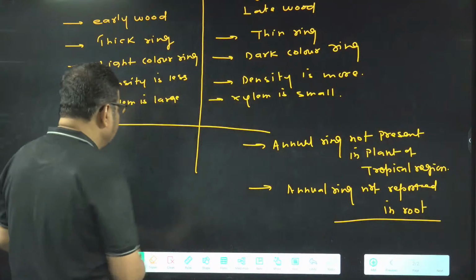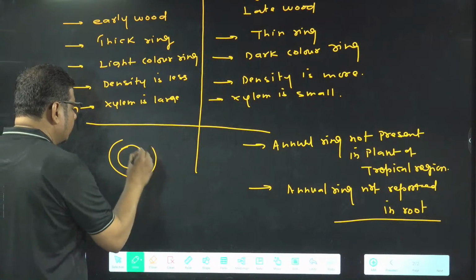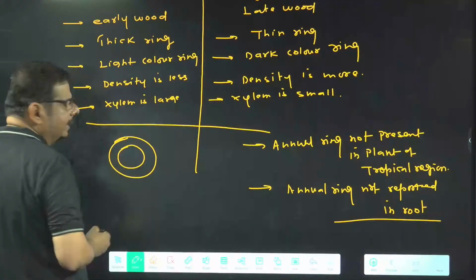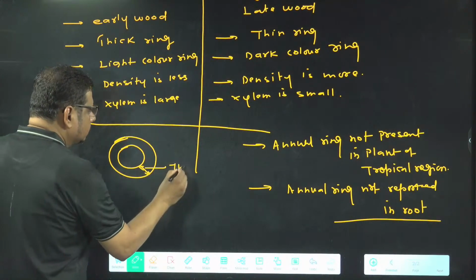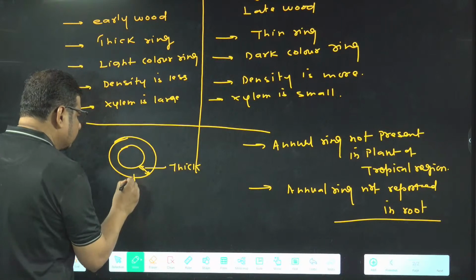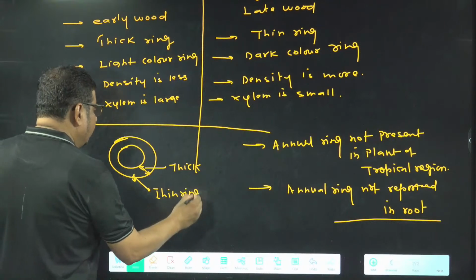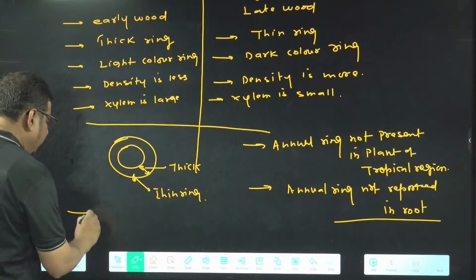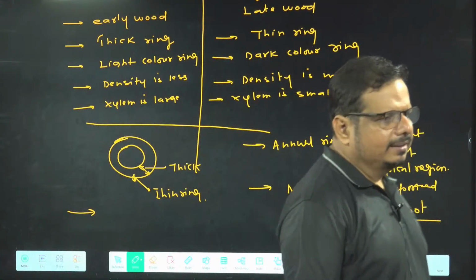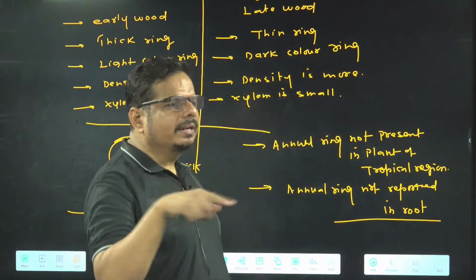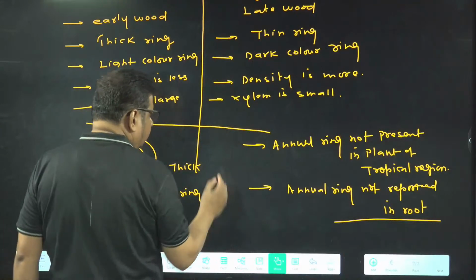So in 1 year, how many rings form? 2 rings form. One dark color band, one light color band. This is which ring? Thick ring. And this is which ring? Thin ring. So in 1 year, 2 rings form. And we can count the age of the plant by counting which one? Annual ring. Is it or not? Because every year, 2 rings are forming. Right? So we can count the age of the plant with the help of annual ring.